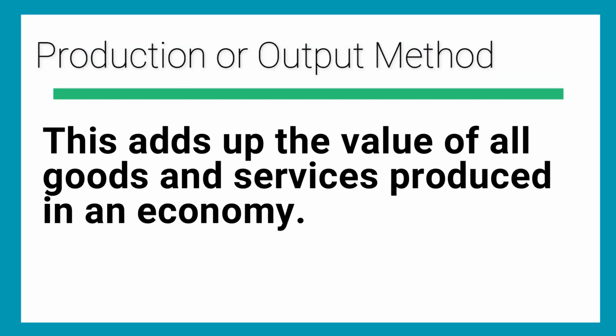The third way to calculate GDP is the production method. This adds up all the value of the goods and services produced in an economy, and then it subtracts the value of the inputs used in the production. That is another way to calculate GDP.